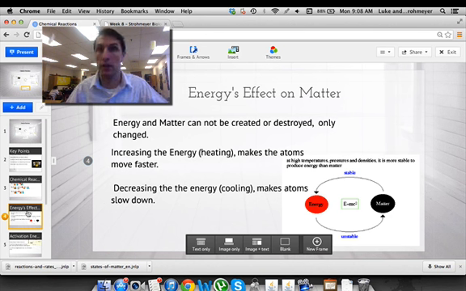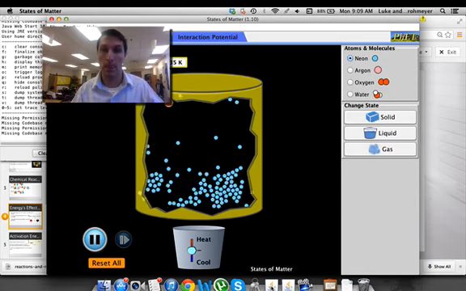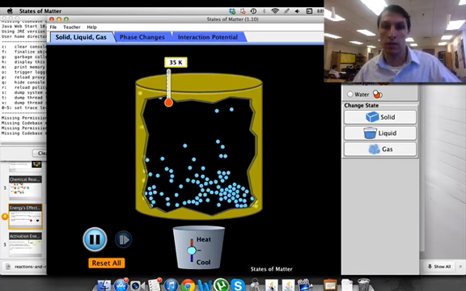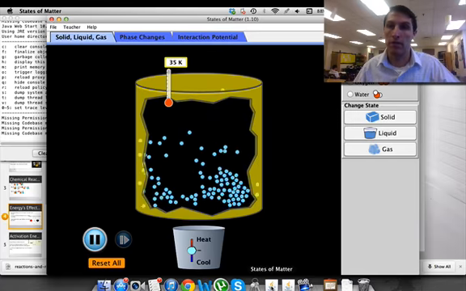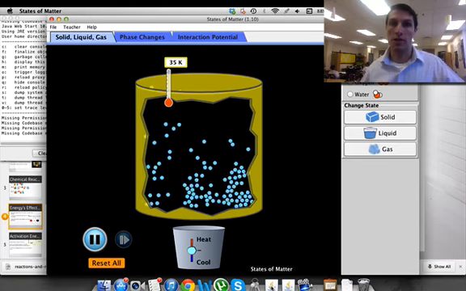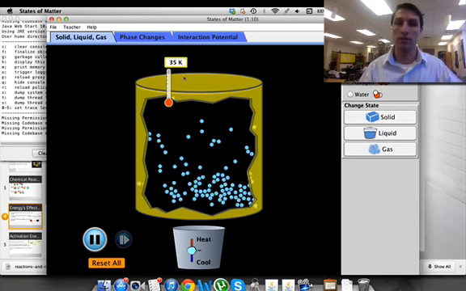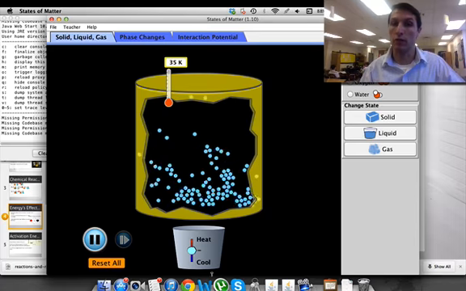Energy affects those substances differently. When you increase the energy, or heat an atom, you make it move faster. Conversely, when you decrease the energy, or cool those atoms, it makes them move more slowly. Let me show you a demonstration of that. Here's a simulation model where I have neon in this jar. As you can see, it's at 35 degrees Kelvin, and these molecules are moving fairly slowly.